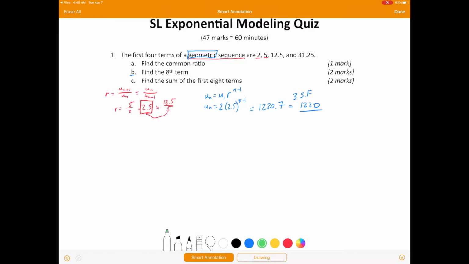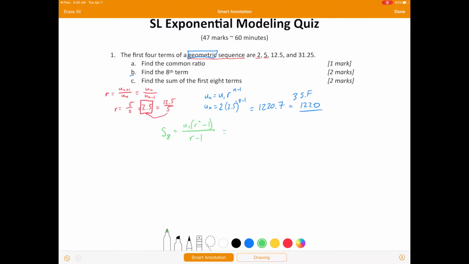Next is find the sum of the first 8 terms. So now we're going to be doing the sum. Most of you got this right, but I figured I'd work through it just in case. Sum of the first 8 terms means that we need to be adding all of them together. Again, this formula is in your formula packet. There are 2 of them. I'm just going to go u1 times r to the n minus 1 all over r minus 1. And go ahead and put that in for the first 8 terms.